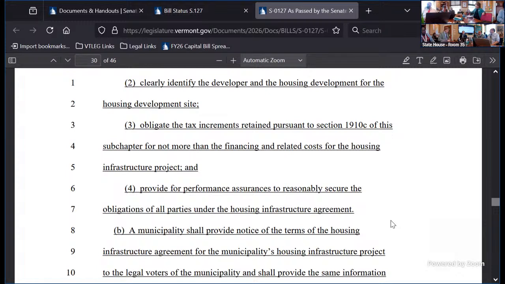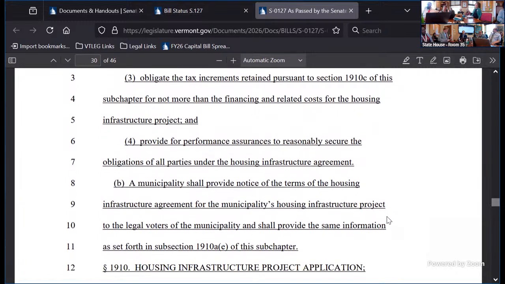Subdivision 3, obligate the tax increments, the retained tax increments, for not more than the financing and related costs for the infrastructure project. What this means is the increment is only going to financing costs for infrastructure. You're not applying that toward the housing development or any other pieces. It's just going to financing and related costs for the infrastructure.